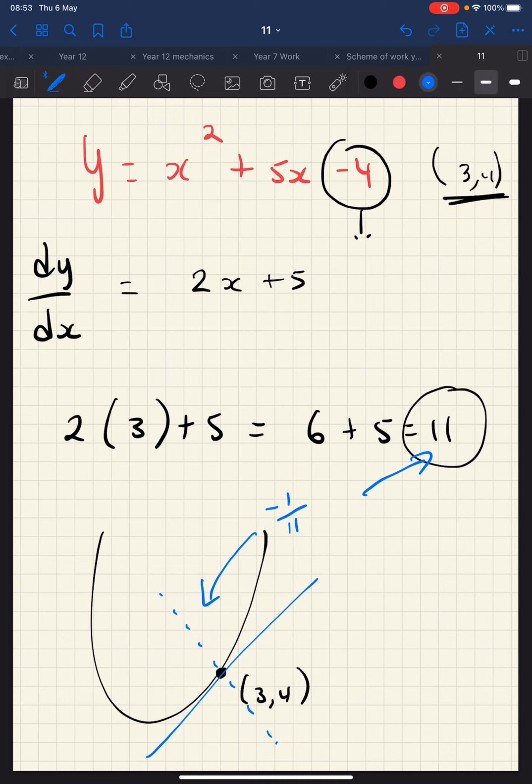Minus 1 over 11. And then you've got y equals minus 1 over 11x plus c. Well, it goes also to the point 3, 4. So we can substitute 4 equals minus 1 over 11 times 3 plus c, and so on, in order to actually work out what the value of c is.